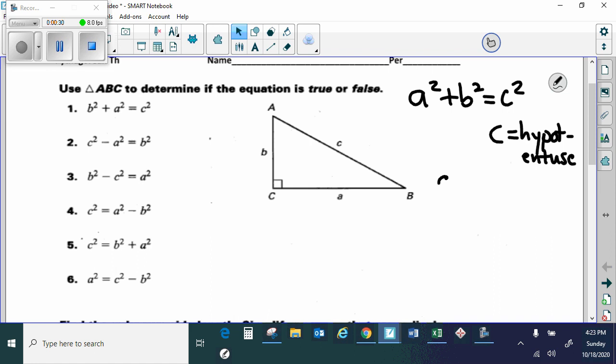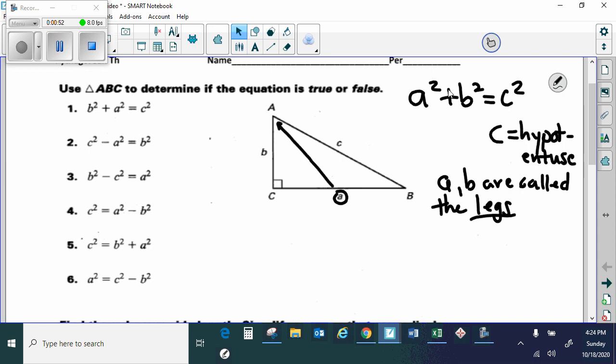A and B are called, I should have already said it by now, the legs. It doesn't matter which one you call A and which one you call B. Now recall, the side opposite the angle was created by that angle. So that's why this side is called little a, because it's opposite of big A.